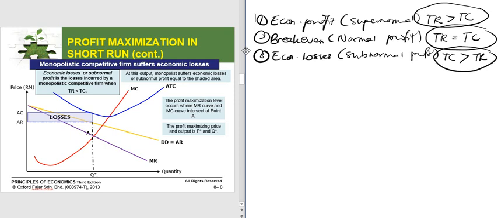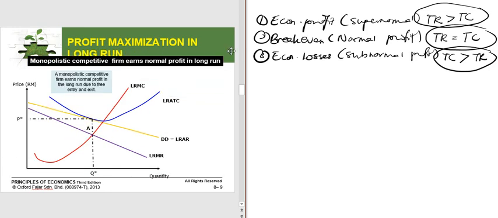Okay, so this is where you have your ATC above the average revenue curve, your minimum ATC. The area of total cost is bigger than the area of total revenue, so that's where you get your losses. So basically the same thing. Now, for monopolistic competitive firms in a monopolistic competition market, just now was for the short run; this one is for short run production.